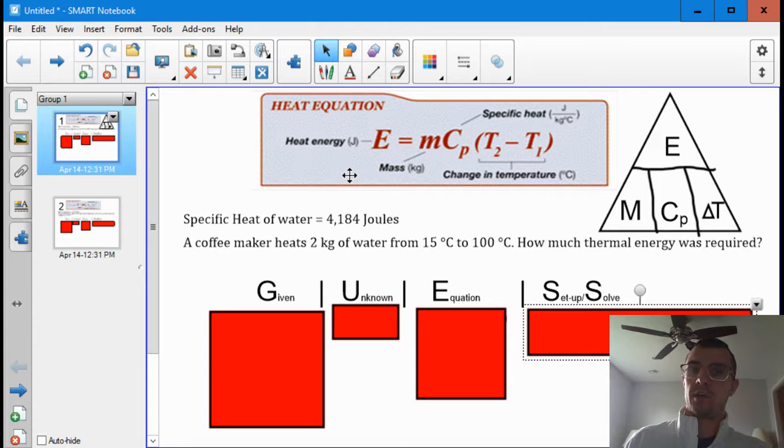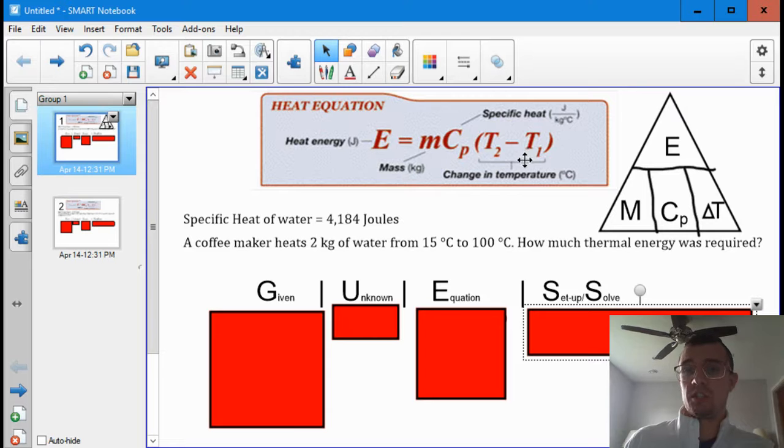E stands for energy. We're specifically talking about heat energy. Sometimes we use a Q here as well. Mass needs to be in kilograms. Specific heat will be in joules per kilogram degree Celsius, and the change in temperature is T2 minus T1.